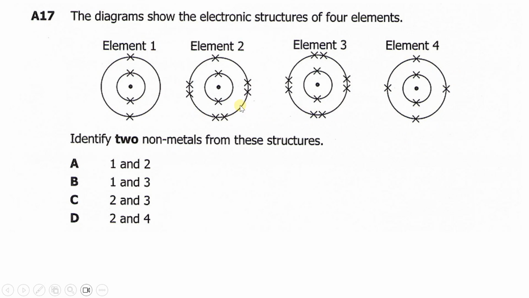So questions like these, they are free marks. Sometimes go to the periodic table and check. Once you check from the periodic table, you count the number of electrons here, you see that these are nonmetals. So the correct answer is actually 2 and 4. So the correct answer was D, 2 and 4.